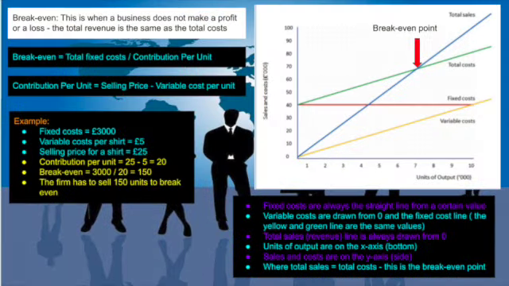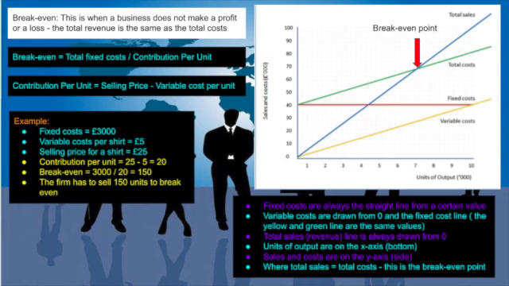So break-even, this is when a business does not make a profit or a loss. The total revenue is the same as the total cost. The formula is total fixed cost divided by contribution per unit. To work out contribution per unit, you just do the selling price, take away the variable cost per unit. That seems confusing, but I'll do an example now.